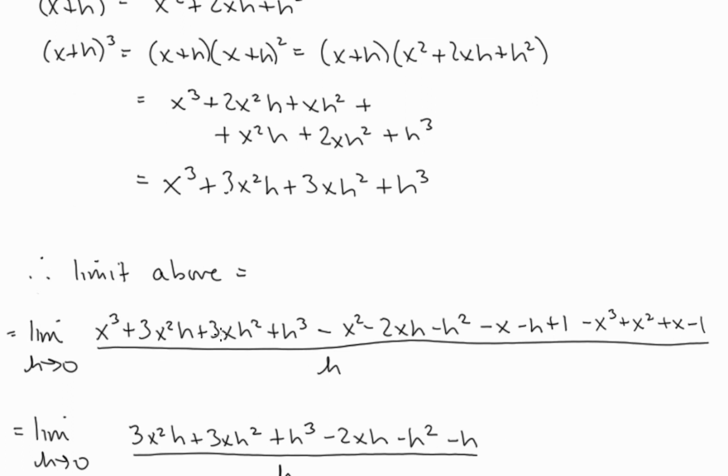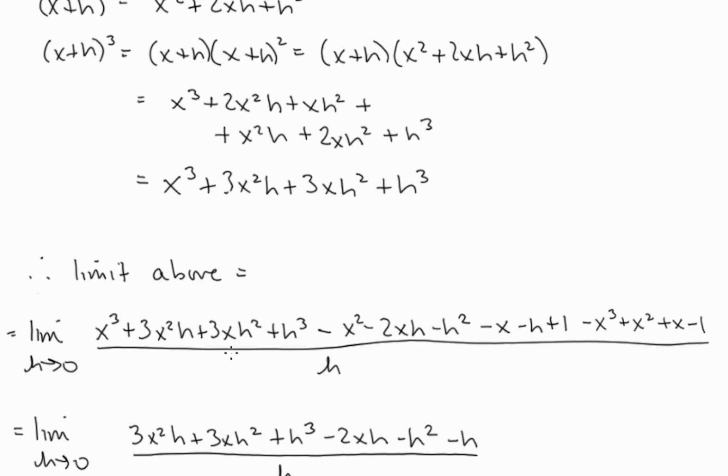We have x plus h to the third minus x plus h squared. Notice I distributed the negative sign here. Minus an x plus h, again distributed the negative sign. And this is minus f of x. And again we've distributed the negative sign.